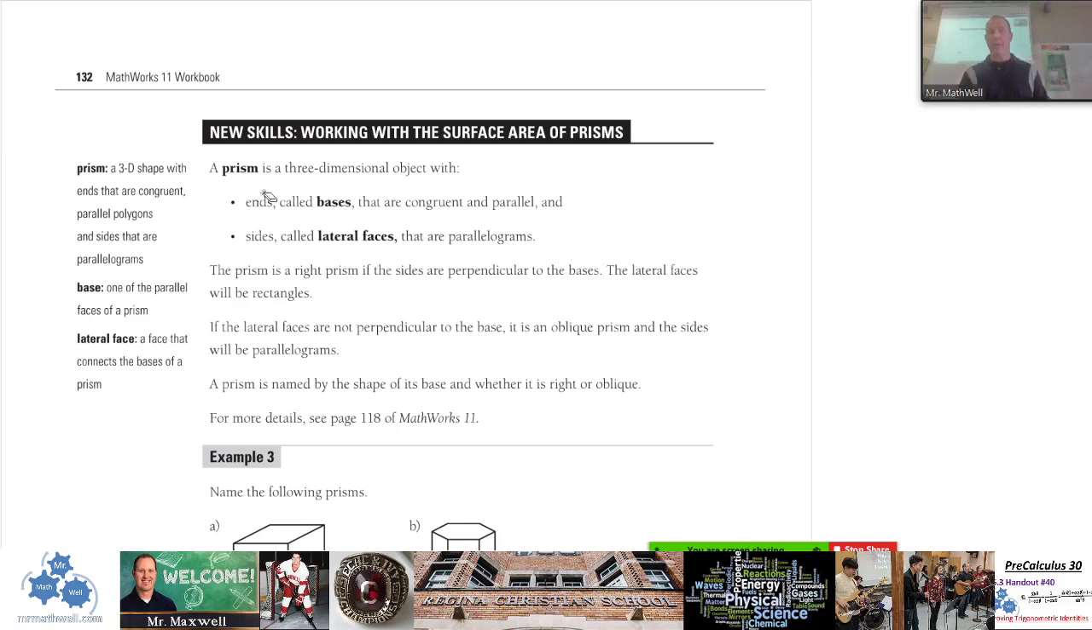Some terms here, okay? A prism, like I mentioned already, is a 3D shape where the bottom and the top, or the ends, are the same shape. Either they're both circles or they're both squares or they're both rectangles or they're both triangles that are identical.